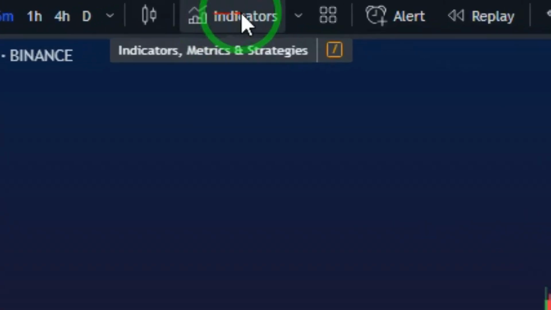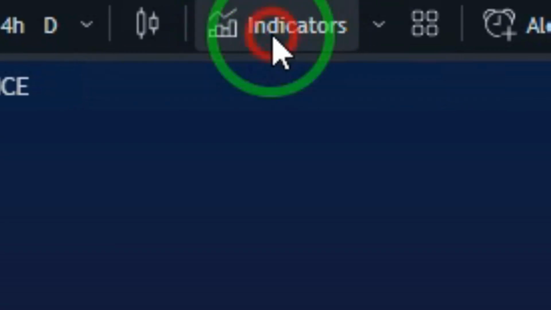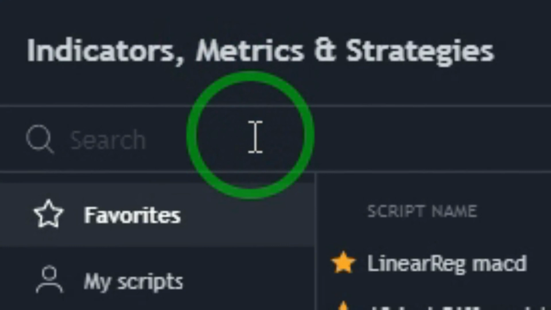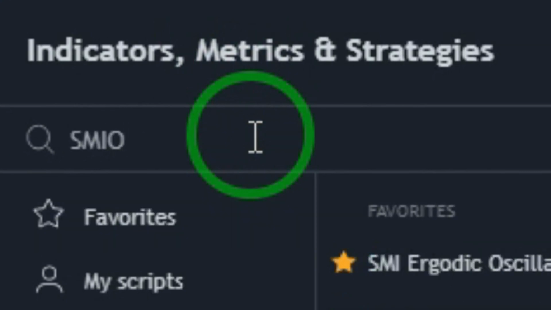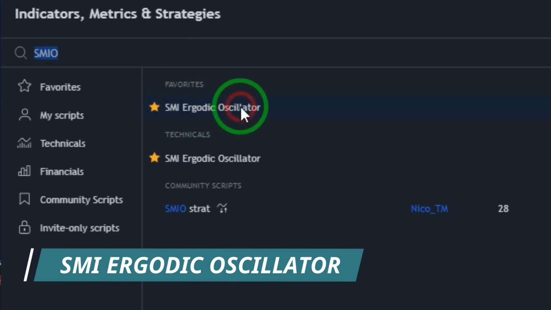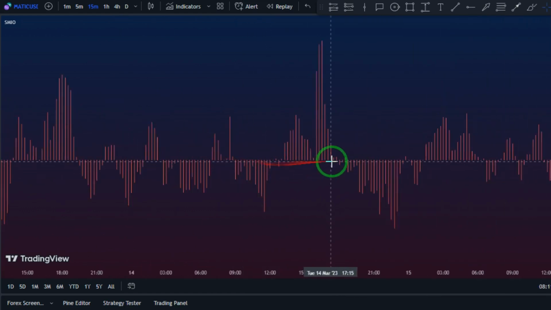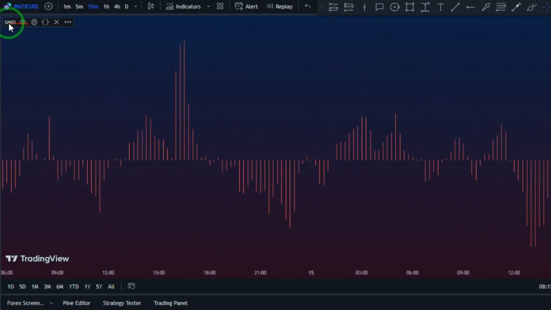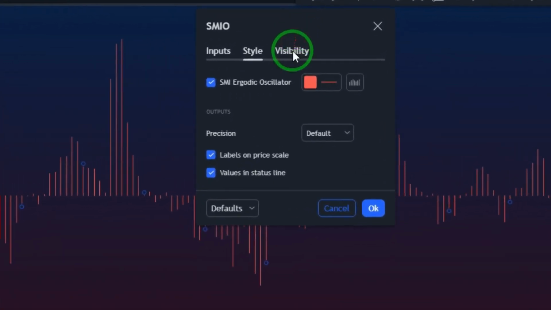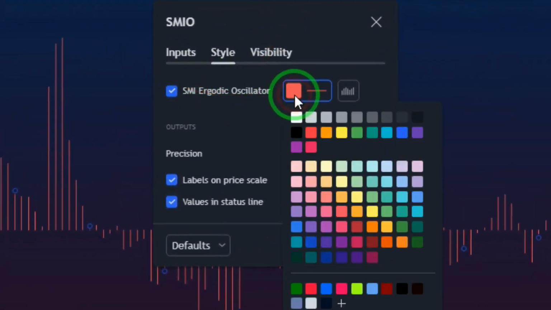Alright, to set up the second indicator, we gotta search for the SMIO indicator in the indicators section. Then we're gonna add the SMI ergodic oscillator to the chart. So once we've added the indicator, head over to its settings and change the color of that indicator to white or any other color you prefer from the style section.